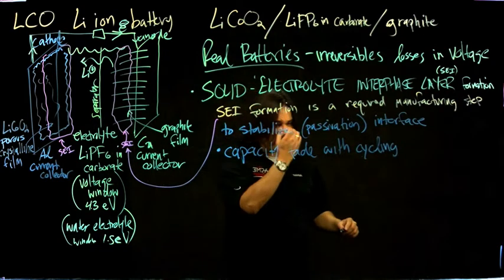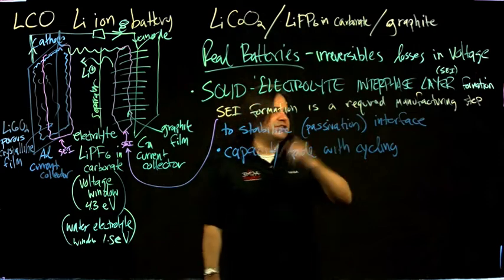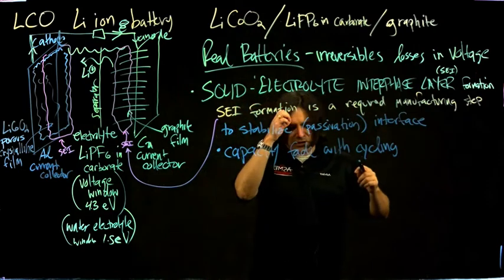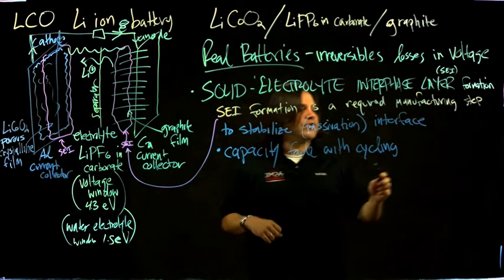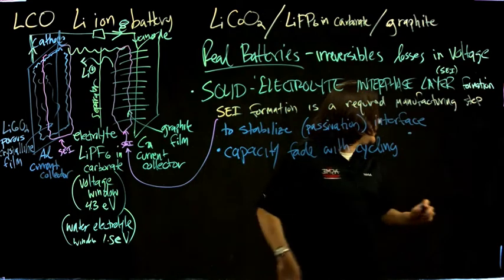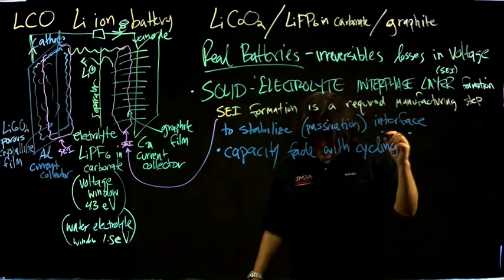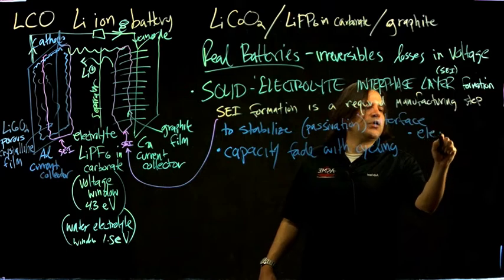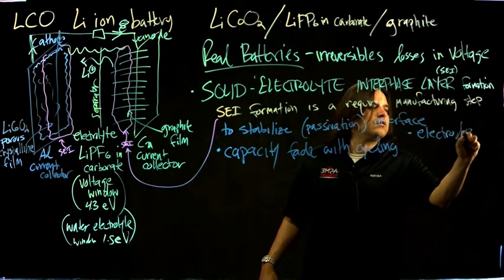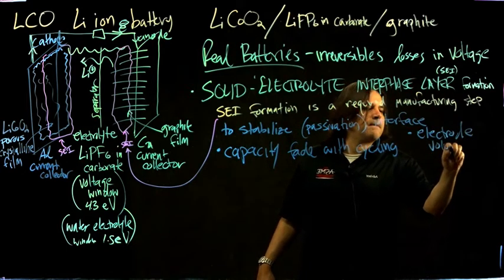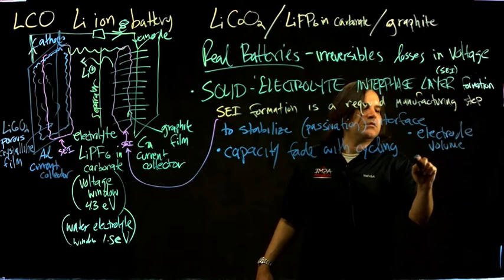Capacity fade with cycling. Cycling means charge, discharge, charge, discharge, charge, discharge when you're using it. And there's three ways that can happen. It can be the electrode volume cycle.